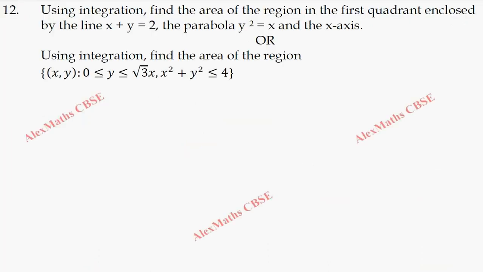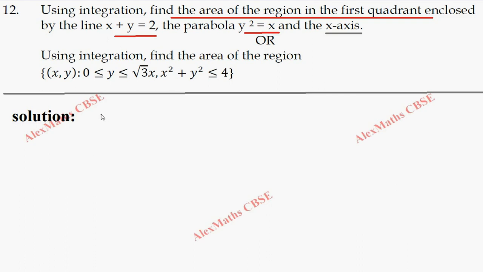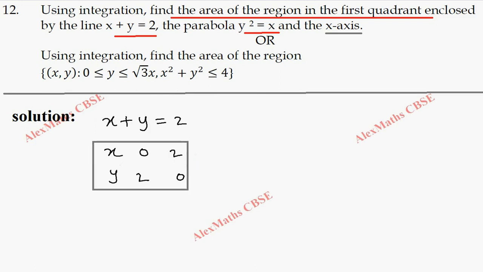Question number 12. Using integration, we have to find the area of the region in the first quadrant enclosed by x plus y equal to 2, the line, and the parabola y square equal to x and the x-axis. Let's take this line. We have x plus y equal to 2. For plotting this, I have to choose x and y values. When x is 0, the value of y is 2. When y is 0, the value of x is 2. So, from this, we get 2 points, and using those 2 points, we can plot the rough graph.